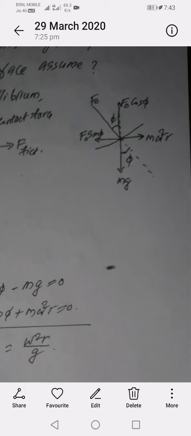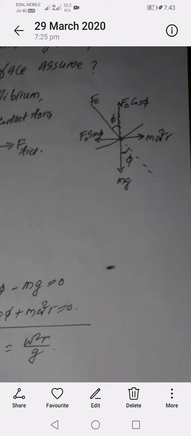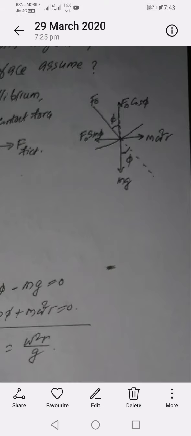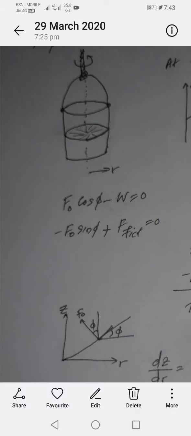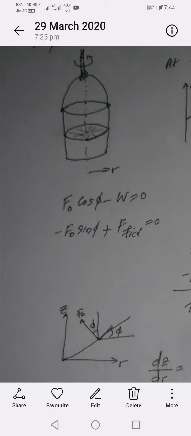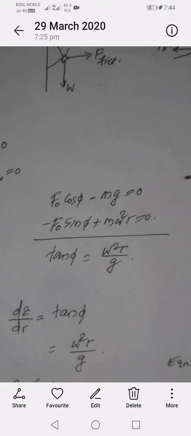So how should the equations be? For F0 cos phi, the upper side is positive, and the downward and inward directions are negative. So F0 cos phi minus mg equal to 0 is the first equation, and minus F0 sin phi plus m omega square r equal to 0 is the second. Those are the two equations that I have written here: F0 cos phi minus W equal to 0, and minus F0 sin phi plus F fictitious equal to 0.